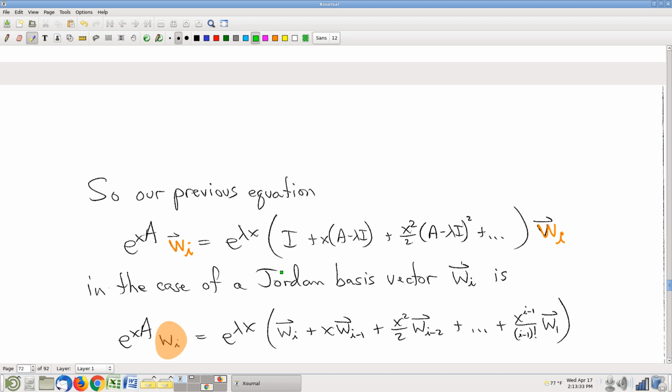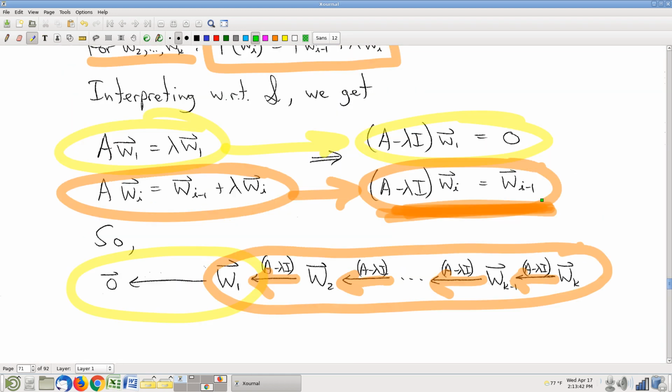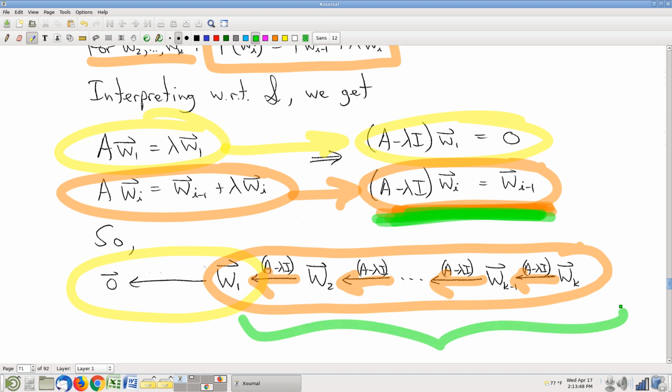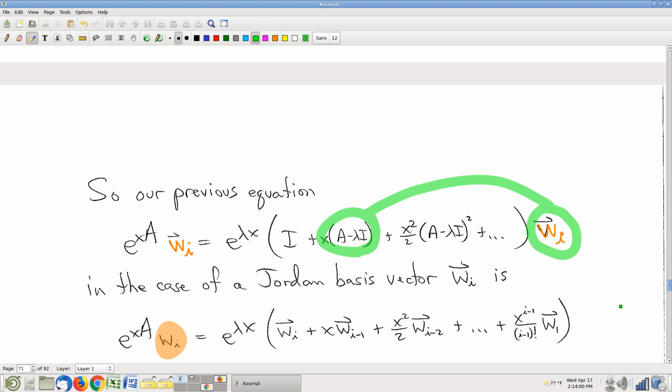Okay. What happens when I multiply A minus lambda I times Wi? Let's cheat. We'll go back up here to our list. According to this formula, or if you prefer, according to this little chart, this little diagram, A minus lambda I sends any given Jordan basis vector to the previous Jordan basis vector in the list. So, following that rule, A minus lambda I sends Wi to W sub i minus 1, just the previous vector in the list. The x, of course, comes along for the ride.